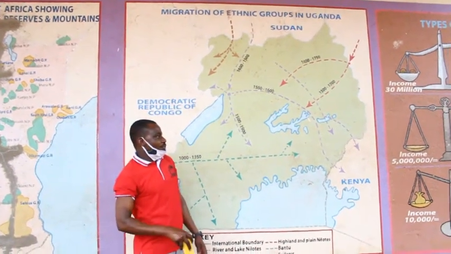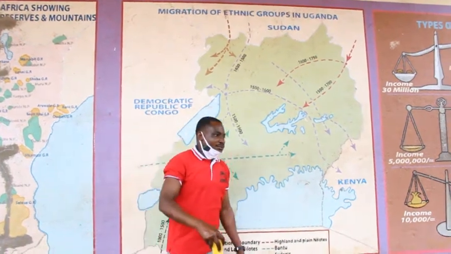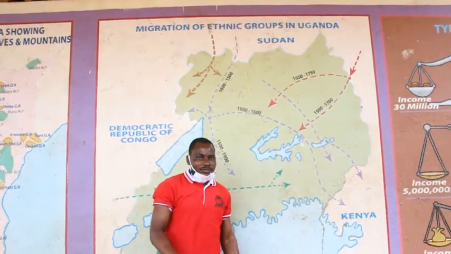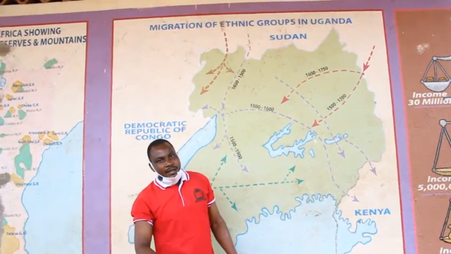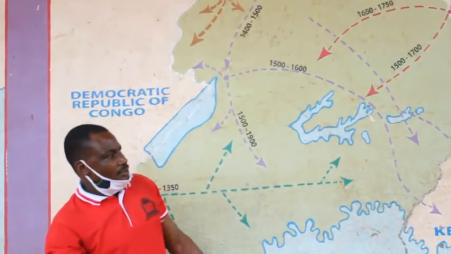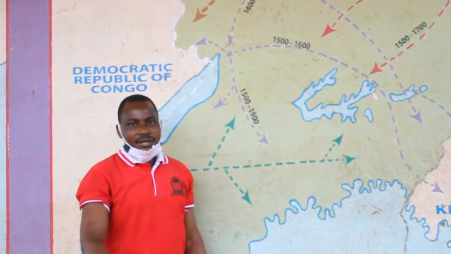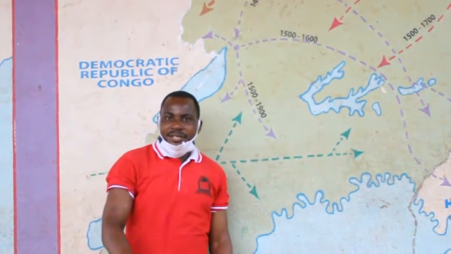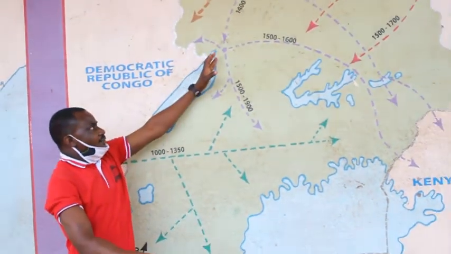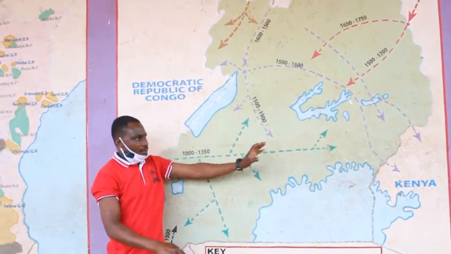In the previous lesson, we looked at the major ethnic groups in Uganda. Under the major ethnic groups in Uganda, we looked at the Bantu ethnic group. We also looked at the River Lake Nilotes. We went ahead and looked at the plain Nilotes and the Hamites. So we looked at the 4 major ethnic groups in Uganda. We talked of the Bantu, the River Lake Nilotes, the plain Nilotes, and also the Hamites. But now our concern for today is about the Bantu as an ethnic group.